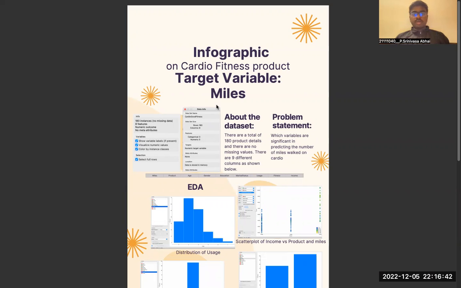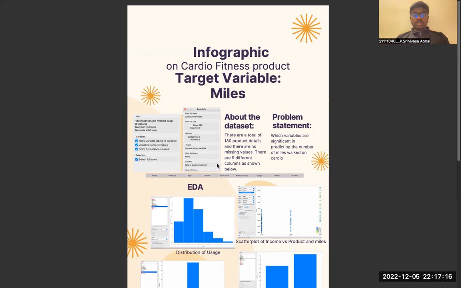So now I'm going to explain a case study relating to the dataset of a cardio fitness product, and this will give an idea of linear regression and the prediction, and how the predictions are done by a machine learning model. The dataset I chose is the cardio fitness product, and the target variable here is the miles. Here is the problem statement: which variables are significant in predicting the number of miles walked?